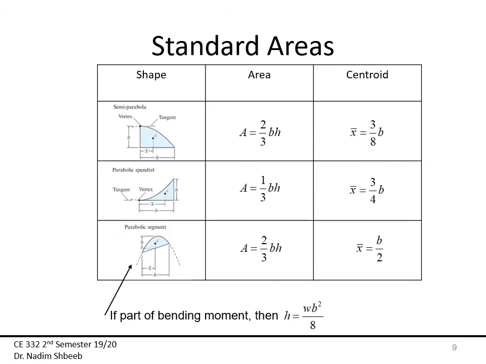Now, there are some standard areas that we are going to benefit from. If I have a parabola, we usually use that when we compute the areas under distributed loads. In this case, the area is going to be equal to 2/3 bh.